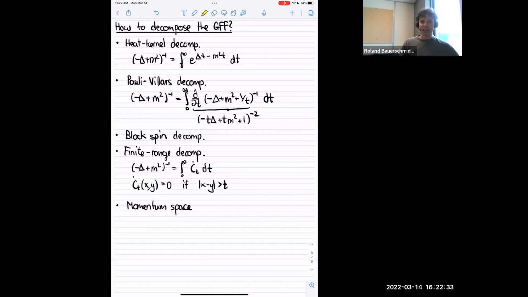Please do ask at any point, because it's better to sort out questions as we go. So another way to do it is what one might call a momentum space decomposition, which has a kind of finite range property in Fourier space. And so these are different ways you can decompose the reference free field.